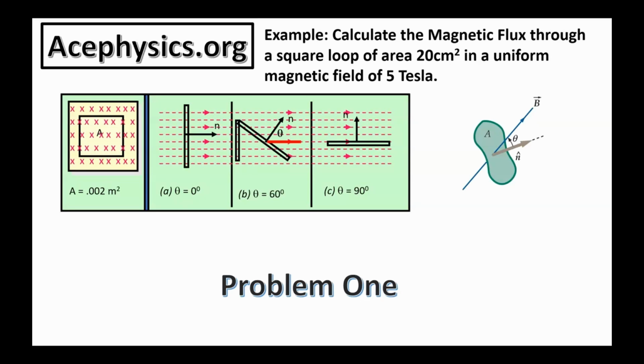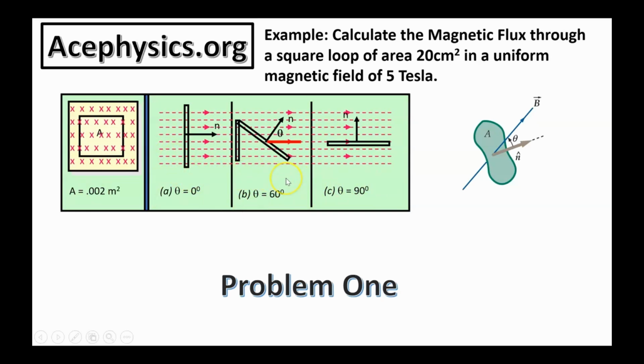In this problem, a constant magnetic field of 5 Tesla is directed into the page through a rectangular area of 20 centimeters squared, which is 0.002 meters squared. The inner rectangle is the object that we're finding the flux through. It has an area of 0.002 meters squared. The magnetic field is pointing into the page.